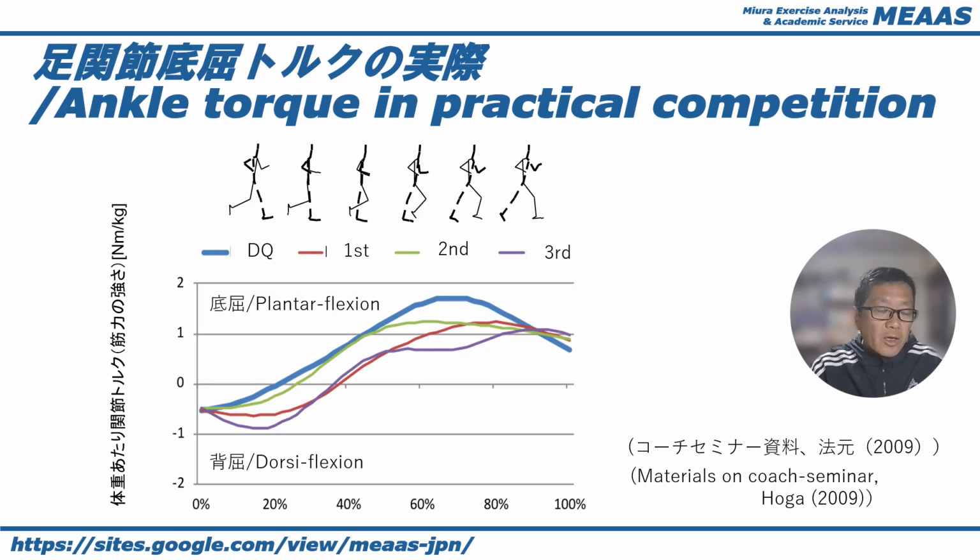The blue line is ankle torque. Above is plantar flexion and below is dorsiflexion. The plantar flexion torque reflects the ankle force of the Achilles tendon. So the walker who received 3 red cards for loss of contact and high kick up is the blue line. But the winner of the World Competition of 2009 has a very low ankle force.